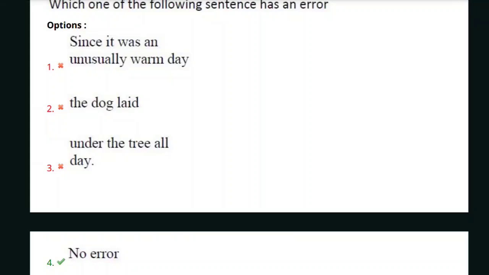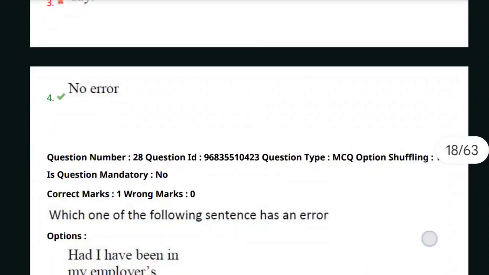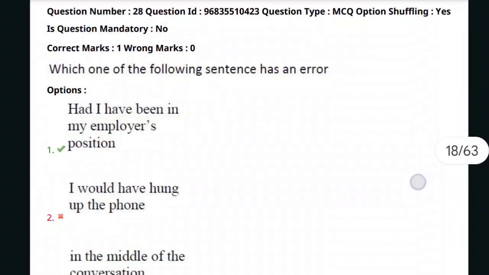Since it was an unusually warm day, the dog laid under the tree all day. Yes, the dog laid under the tree because that was a warm day. We find most of the dogs laying under the trees during the summer, right? So the correct answer here is no error. Let's move towards 28th question.